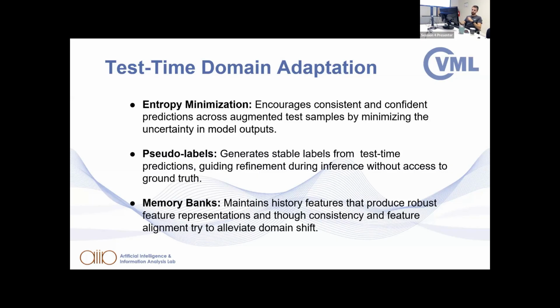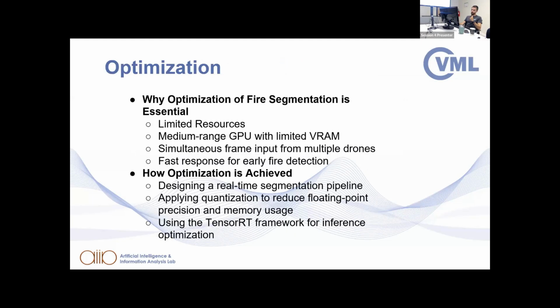Throughout the testing phase, we save these features and aggregate this information to create a robust representation of, for example, a fire instance. And based on this fire instance, we then refine the output of the unadapted model.